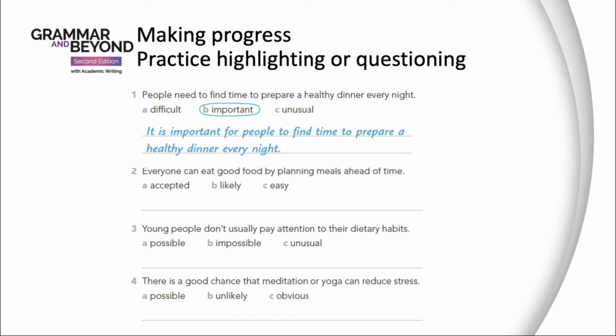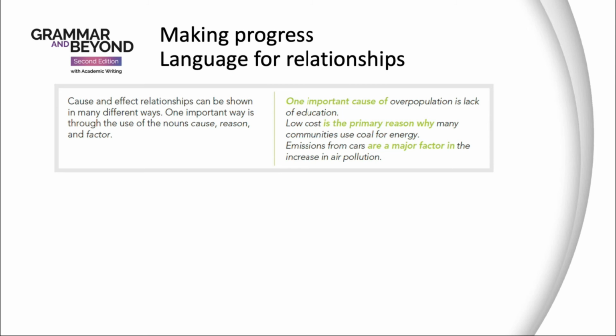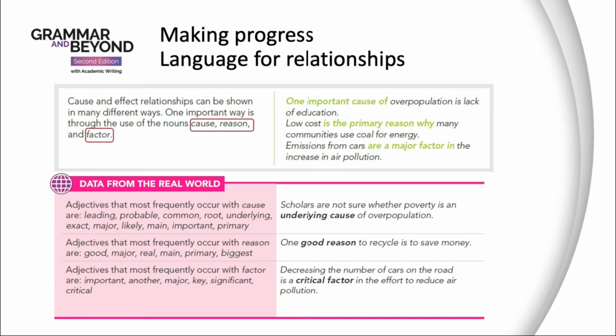So we would see that they could write, it is important for people to find time to prepare a healthy dinner. We can also talk about language for relationships. And this isn't like a mother-daughter or boyfriend-girlfriend. This is to talk about cause and effect. And we know that when we talk about relationships, cause-effect relationships, the three nouns that are very, very common are cause, reason, and factor. And again, we want to give our students some language support.